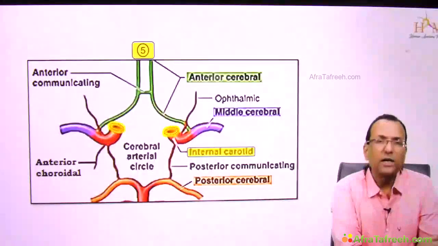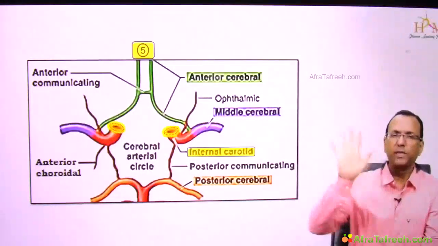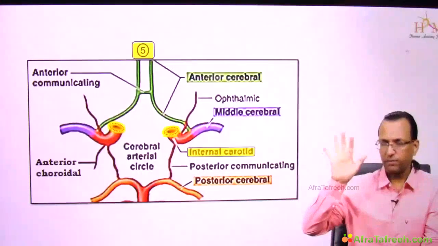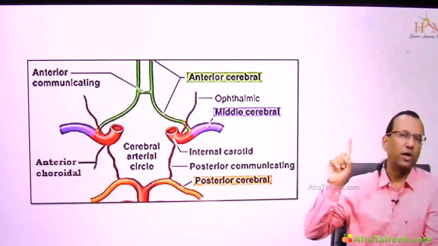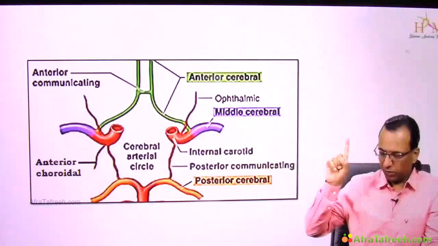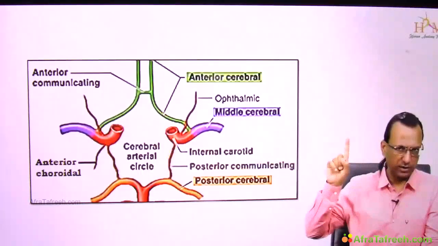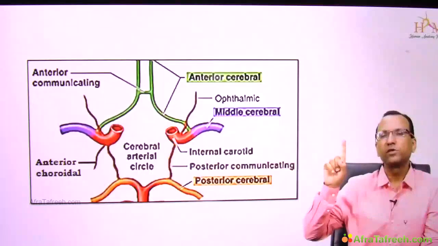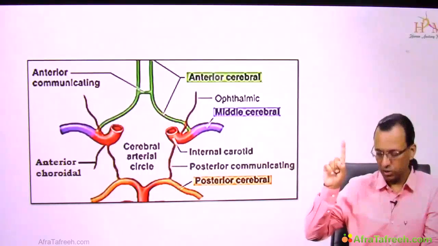See, internal carotid artery gives you 5 branches. Tell me the names of the 5 branches. I know one of them. Which one do you know? I know the posterior communicating artery. Posterior communicating artery is a branch of the internal carotid artery. Yes, it is anastomosing with posterior cerebral artery, contributing to circle of Willis.